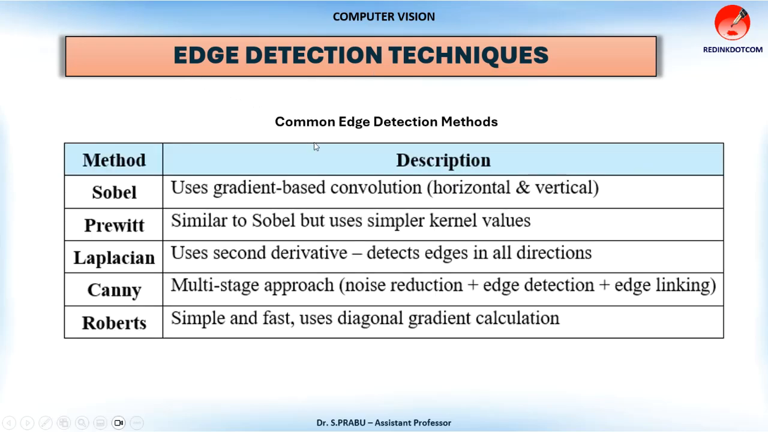These are some common edge detection methods. In the next slide, I am going to explain how the Sobel edge detection method can identify the boundary of the object present in the image.